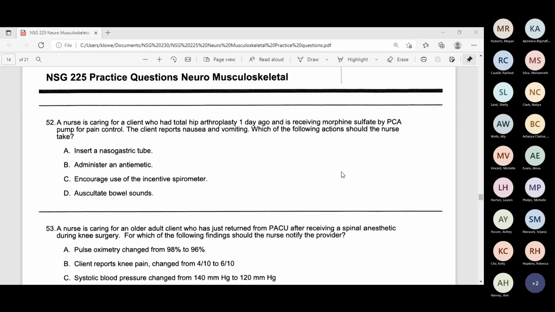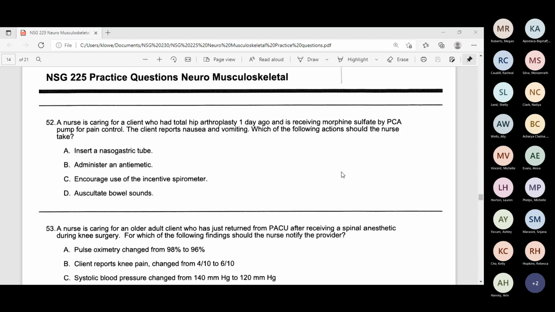Nurse is caring for a client who had a total hip arthroplasty 1 day ago and is receiving morphine by a PCA pump for pain control. The client reports nausea and vomiting. Which of the following actions should the nurse take? B. Antiemetic.